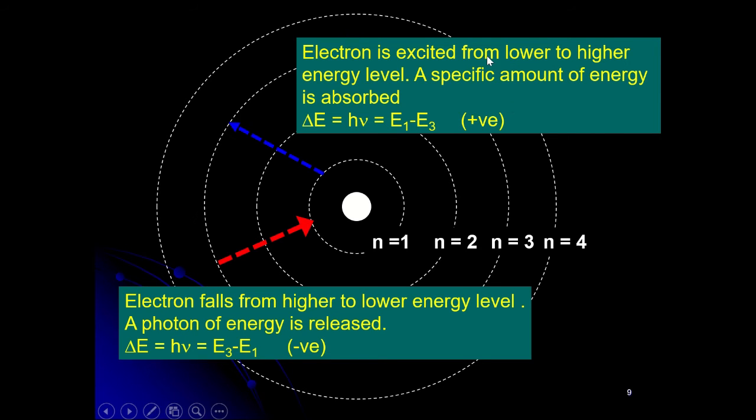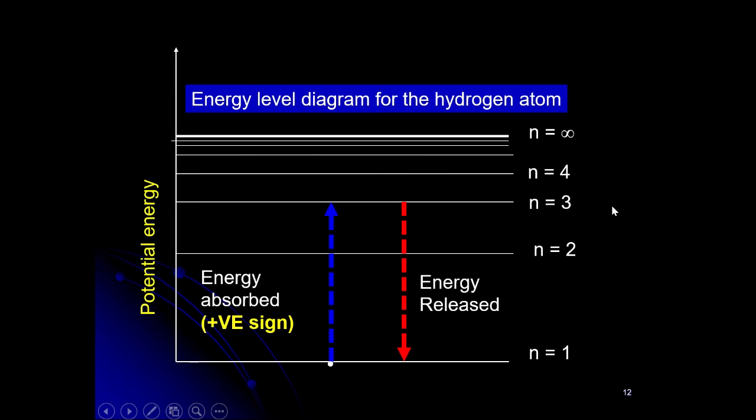Okay, so when an electron is excited, it absorbs energy. So the energy change, delta E, must be positive because it absorbs energy. But when an electron drops from a higher level to a lower energy level, energy is released. So it's going to have a negative value. Okay, so we can prove it by using an equation. Of course, we can calculate this since the energy in each level is quantized.